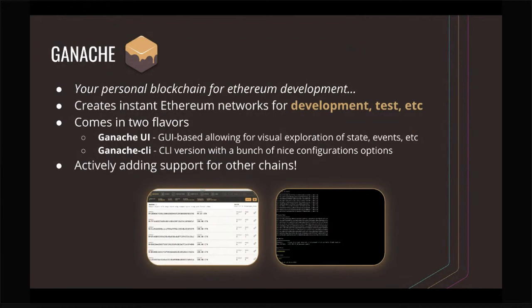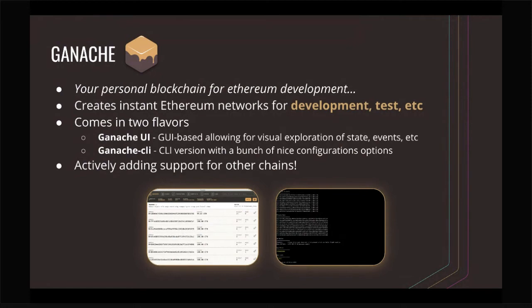It comes in two flavors. There's a UI version of it, which is great if you're just getting started, because you get more visual cues of everything, for instance contract state, and any events that are being emitted from your contracts, with a tab for that. So it makes it a lot easier to orient yourself. So definitely what we'd recommend if you're new to development.